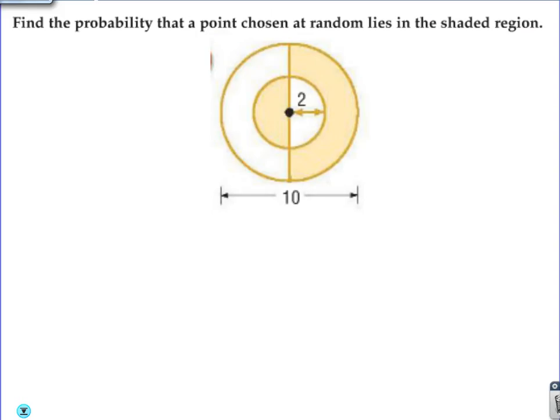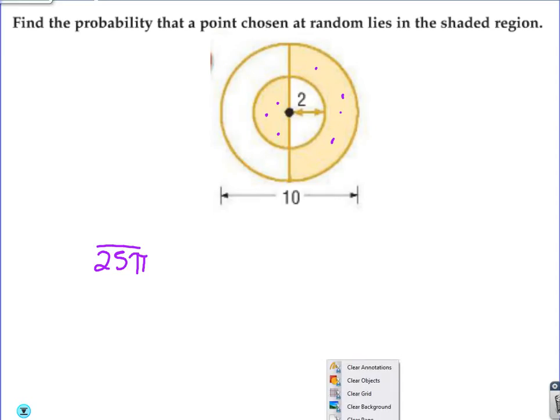Looks like the radius would be 5 for the whole circle. We want the probability that we randomly choose something that's in the shaded region, either here or over here. So that would be the area of the shaded region out of the entire area. The area of the whole thing, radius is 5, would be 25π. And then you could go in and find the area of the shaded part.